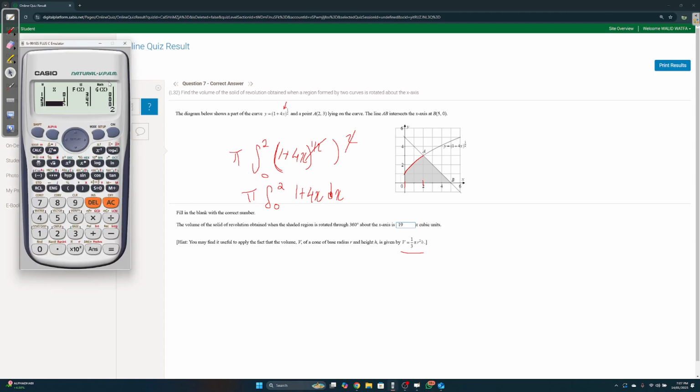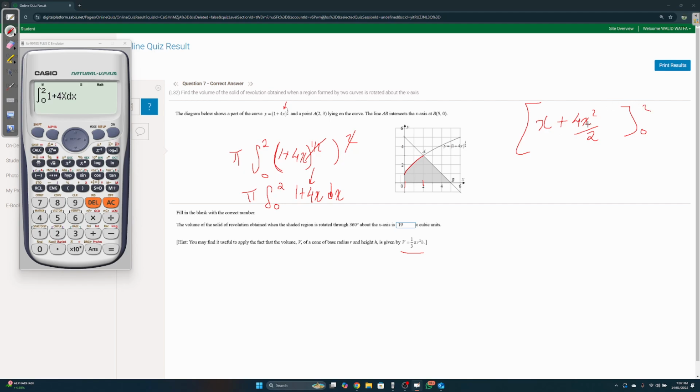Do it on your calculator. I'm not going to waste time; I'm just going to use the integral function because you guys know at this point how to integrate and do the substitution. But I'm going to do it in case. If you don't know how to integrate 1 plus 4x dx, 1 becomes x, 4x becomes 4x squared over 2, in between 0 and 2.